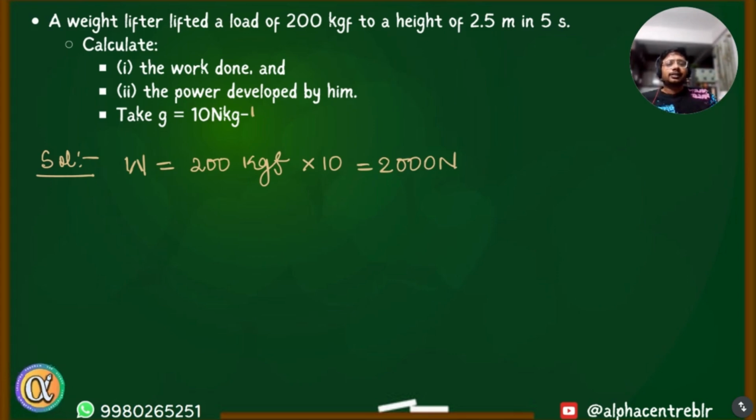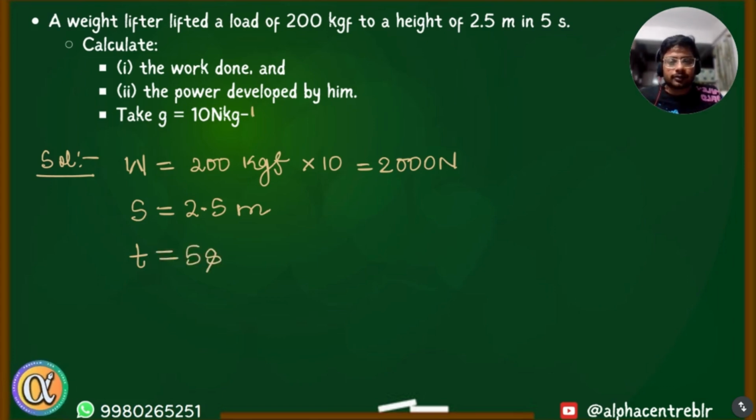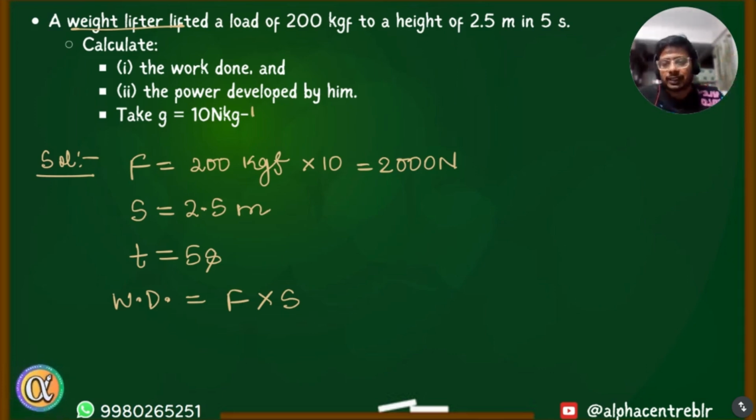Then the distance is s, which is the height, 2.5. And time is 5 seconds. Work done is W equal to F into S, which will be equal to 2000 into 2.5. But where is F? 2000 is the F, because the weight which you're lifting is equal to the force which you're applying to lift the weight. So work done is force into displacement.